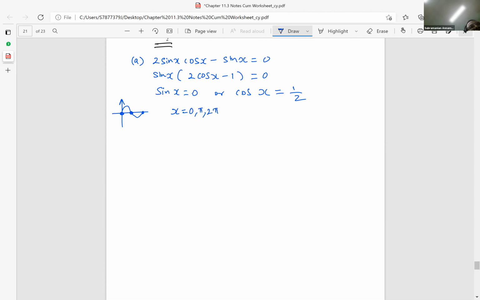Okay, and cosine x equal to half. Your alpha should be cosine inverse half. Basic angle is equal to pi over 3. So when is cosine x positive? Cosine x is positive in first quadrant and fourth quadrant. So the first quadrant is pi over 3, and the fourth quadrant is 2 pi minus alpha.